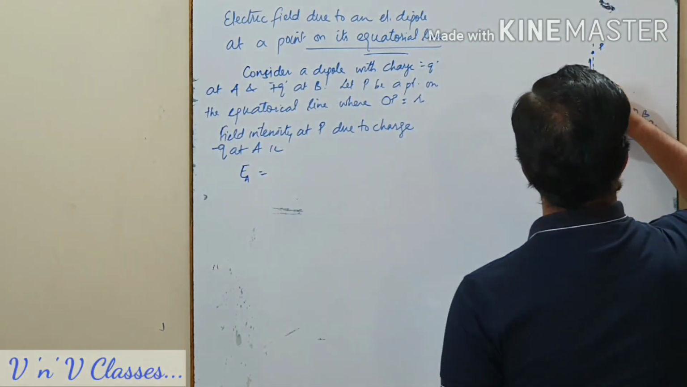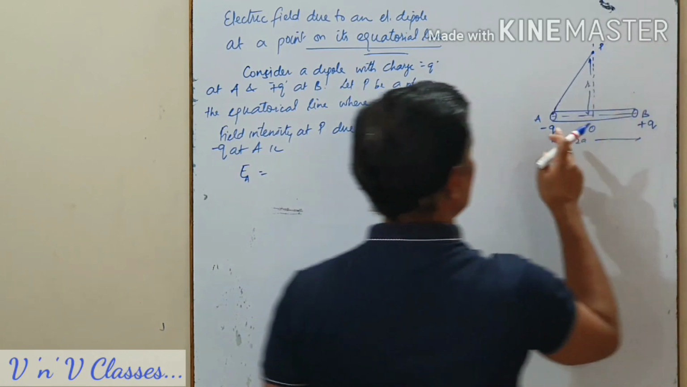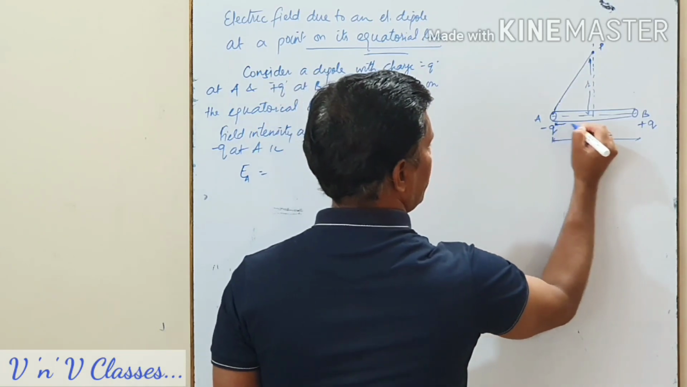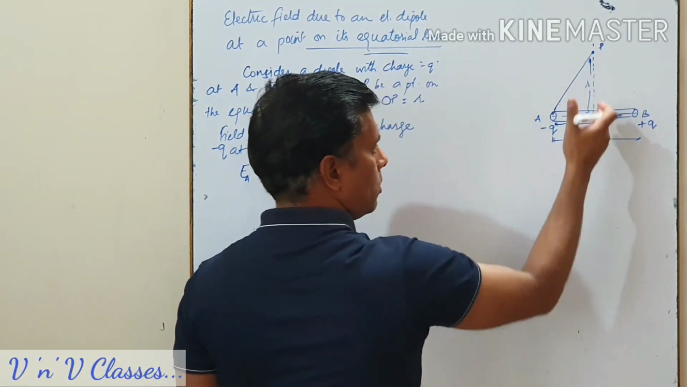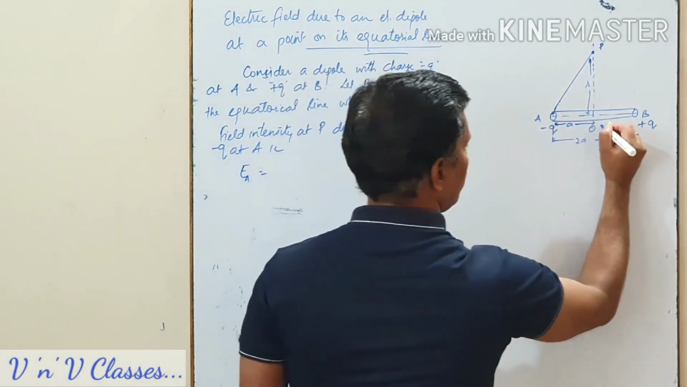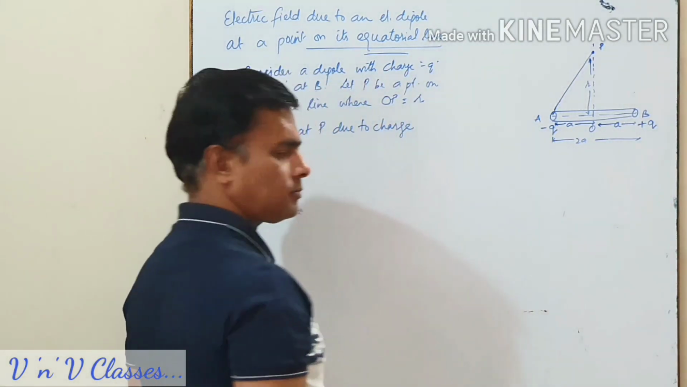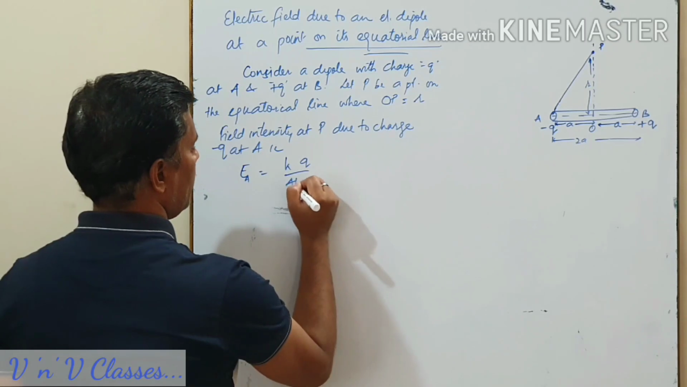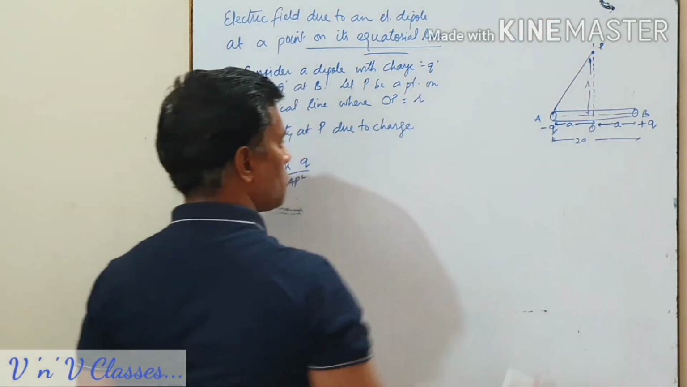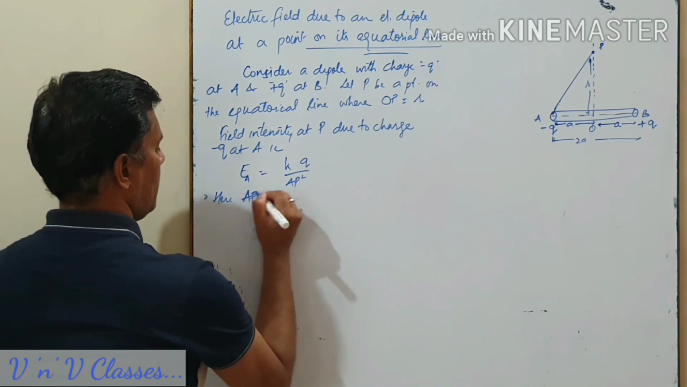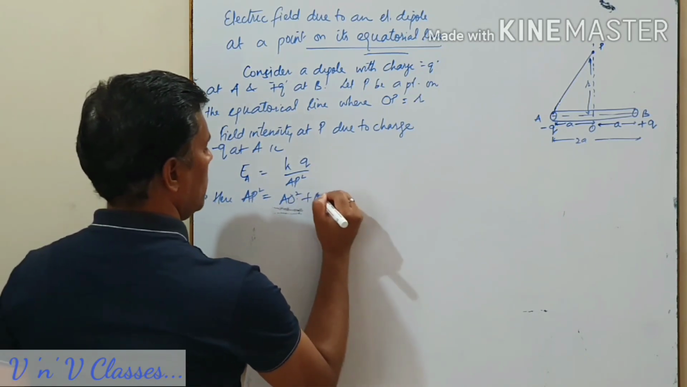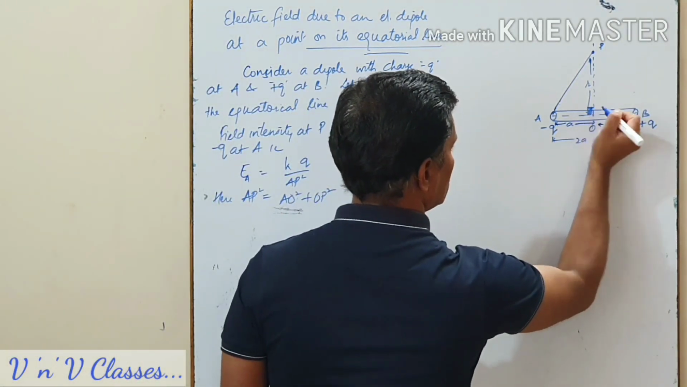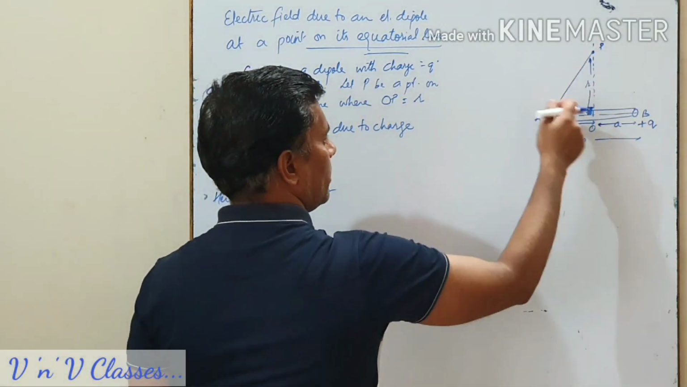We know this distance is AP. This distance we have taken to be a because the total is 2a and O is the midpoint, so this distance remains a. Similarly, this distance remains a. So E_A should be equal to kq upon AP square. Now AP square can be taken as AO square plus OP square. Recall, this is a perpendicular bisector, that is the angle is 90 degrees, so this becomes a right angle triangle.